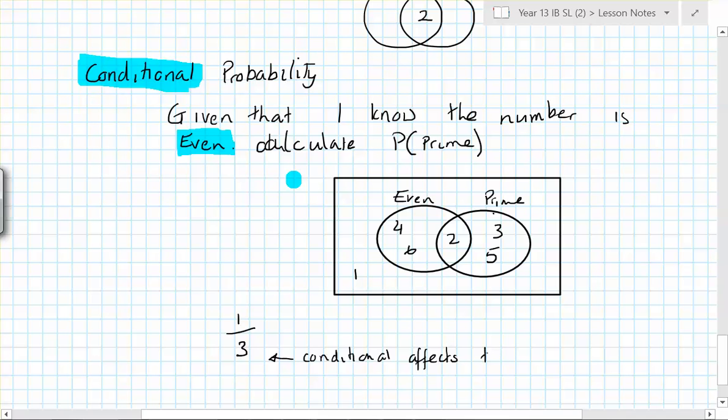Conditional affects the total possible outcomes. Just by saying, I know it is even, that means I am discounting completely 1, 3, and 5, so I should not even consider them. So actually, I could, from my diagram, cross out those. They are no longer part of the situation. So then, 2 is the only one that is left that is prime. So I've only got 1 out of those 3 things left. So that's conditional probability.